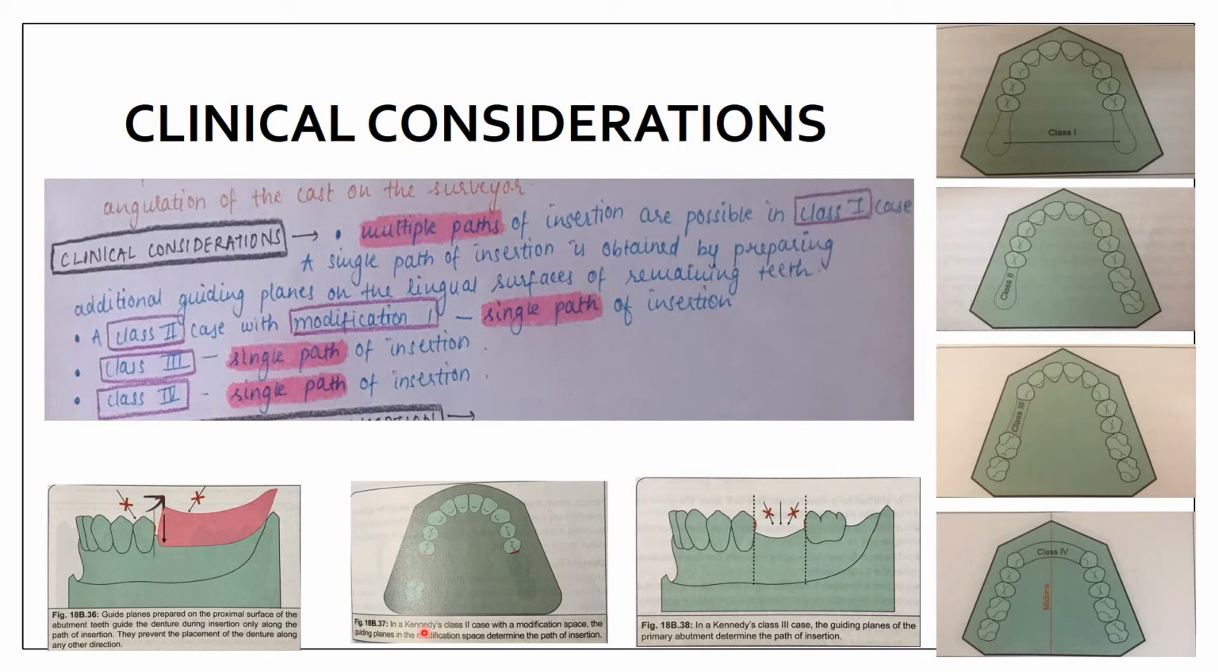This is Kennedy's class 2 with a modification space. The guiding plane in the modification space determines the path of insertion. And in Kennedy's class 3, the guiding planes of the primary abutment teeth determine the path of insertion. As you know, in class 3 we have two abutments present on either side, so they are going to determine the path of insertion. So this is the clinical consideration of it.